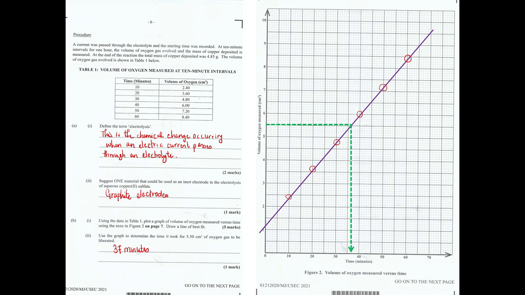Then it says suggest one material that could be used as an inert electrode in the electrolysis of copper sulfate, and that would be graphite electrodes. Then, using the data in Table 1, plot a graph of volume of oxygen measured versus time using the axes in Figure 2 on page 7. So this is draw a line of best fit.